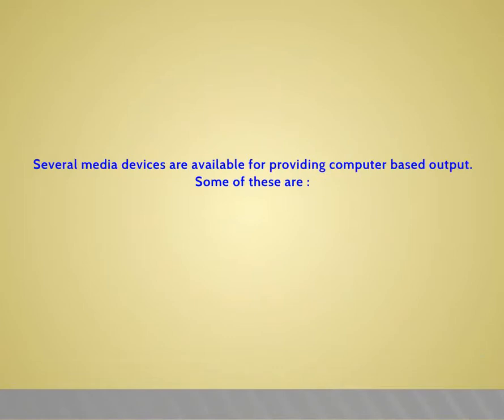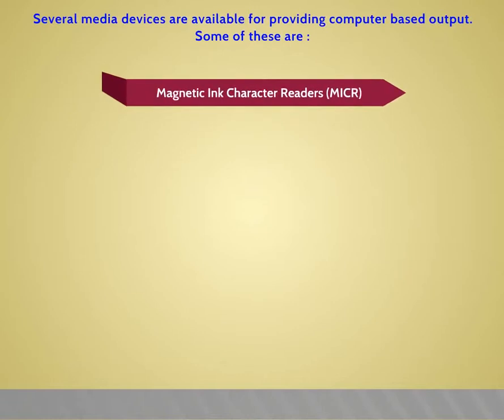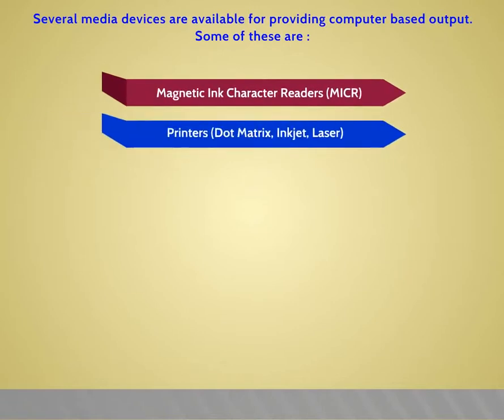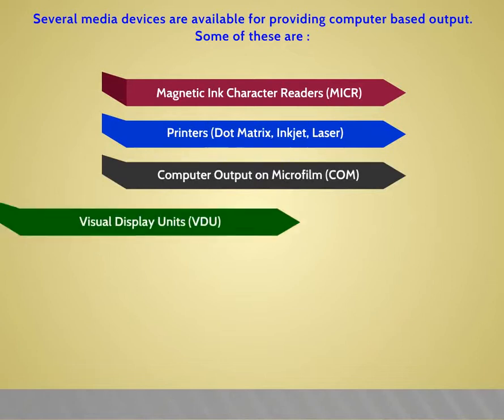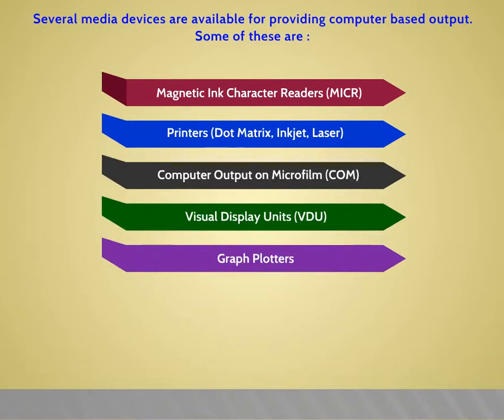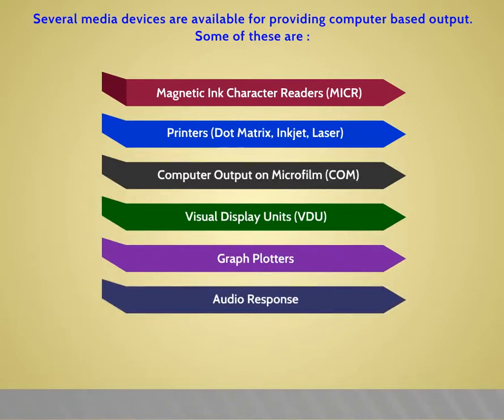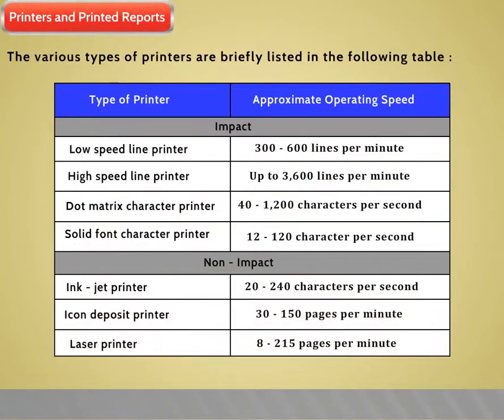Several media devices are available for providing computer-based output. Some of these are magnetic ink character readers (MICR), printers (dot matrix, inkjet, laser), computer output on microfilm (COM), visual display units (VDU), graph plotters, audio response, printers and printed reports. The various types of printers are briefly listed in the following table.